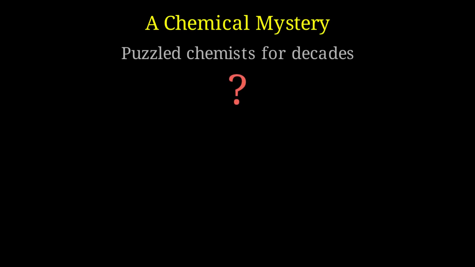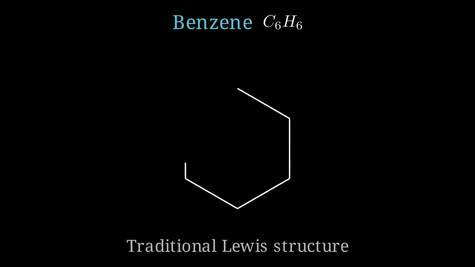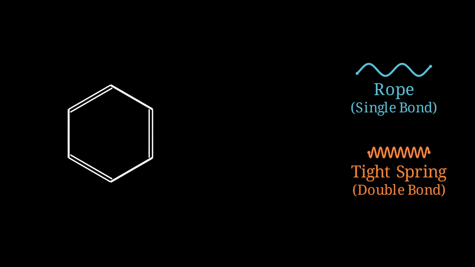To start, let's look at a mystery that puzzled chemists for decades. This is benzene, C6H6. If we draw it using our traditional Lewis structure rules, we see a hexagon of carbons with alternating single and double bonds. Think about what that implies. In chemistry, a single bond is like a long, somewhat flexible rope, and a double bond is like a shorter, stronger, tighter spring. If benzene actually looked like this drawing, the molecule would be a lopsided hexagon. Longer sides where the single bonds are, and shorter sides where the double bonds are. It would be an irregular shape.